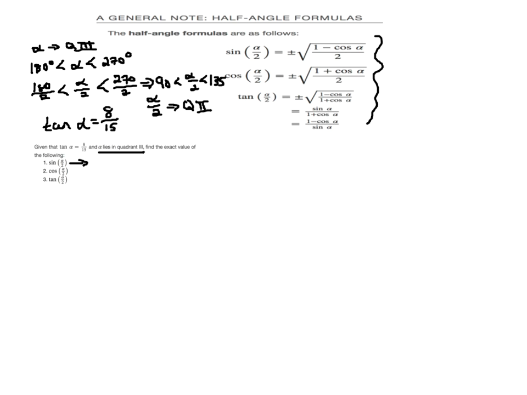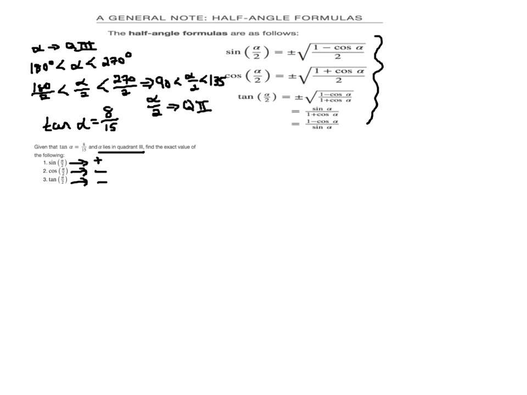So sine in quadrant 2 is positive. Cosine in quadrant 2 is negative, and tangent in quadrant 2 is also negative. So we've already determined what sign we need to take once we figure that out.